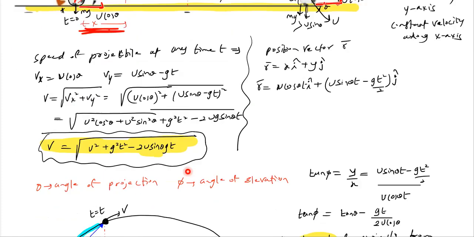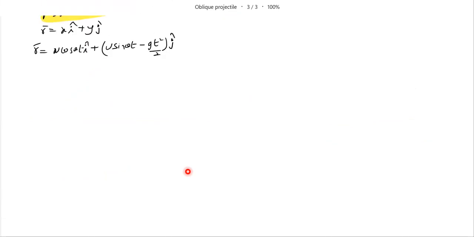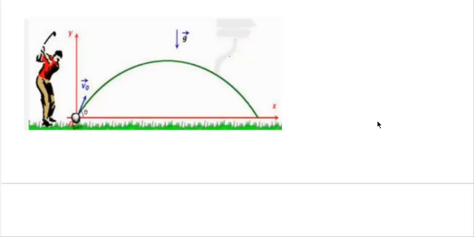We'll take one small example, the same golf ball again. Here I'm projecting it; the ball is projected at t equal to 0. The initial speed, let it be 10 meter per second. Let theta be 30 degrees. The initial velocity components are u cos theta and u sin theta. Let me take 45 degrees instead, and say it is projected with a speed of 10 root 2 meter per second.